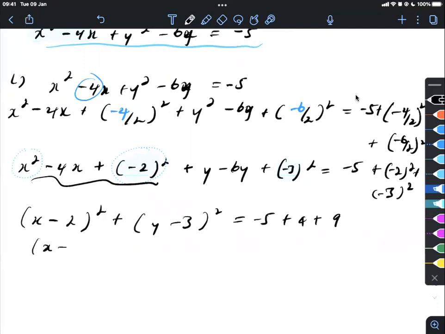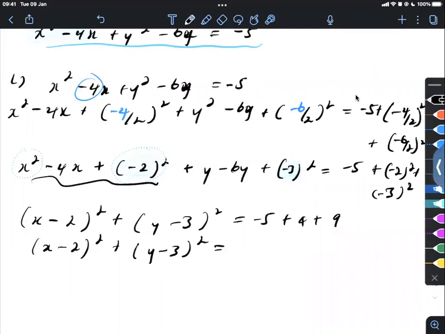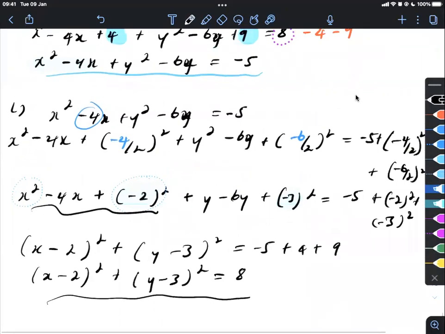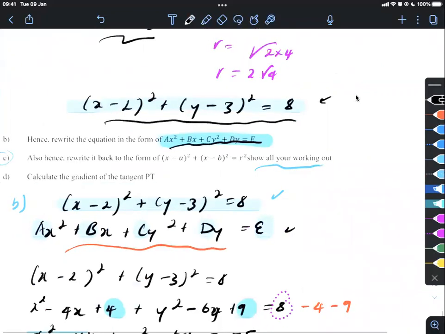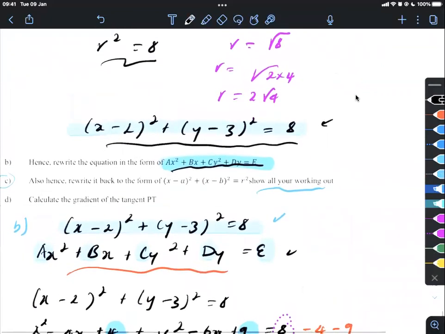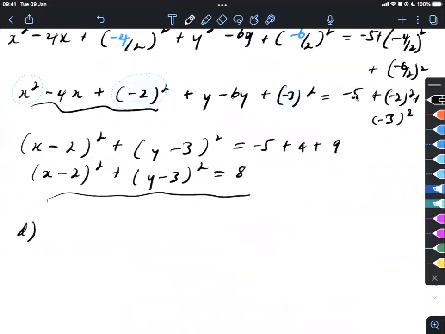All right, so we have x -2 squared plus y -3 squared equals the -5 plus 4 plus a 9, which should give us an 8. As you can see there, it's an 8. So we're actually able to work our equation back into that form, showing all our workings. They should be able to award you full marks for that working. Unfortunately, here we don't have mark allocation to this. Let's go to letter D.